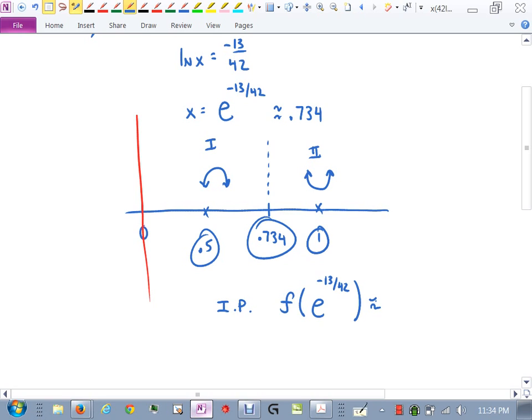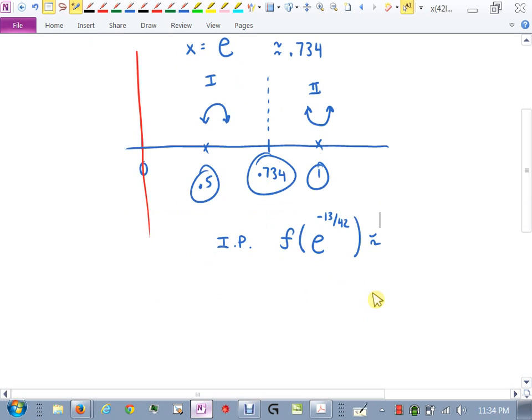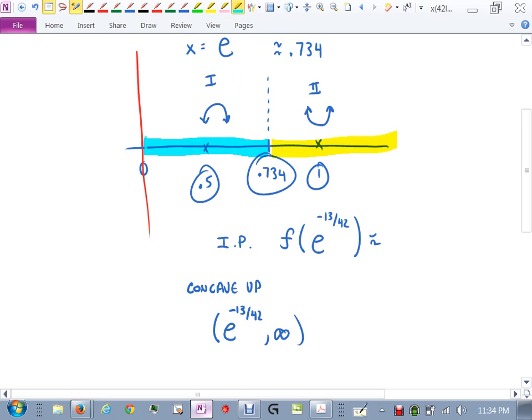And then where is it concave up, concave down? Concave up is from e to the negative 13 over 42 to infinity. That's this. Concave down was this one, so it's concave down from 0 to e to the negative 13 over 42. Okay, I think I've got it all there.